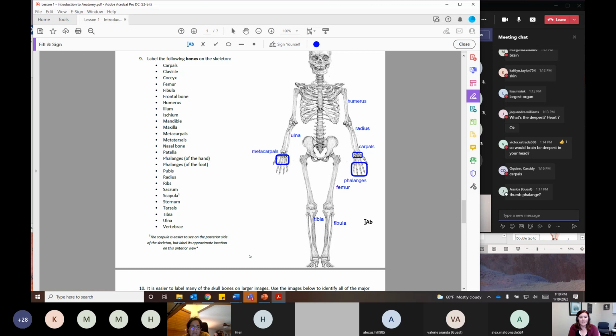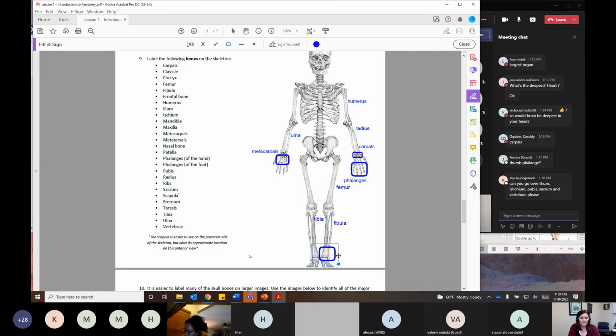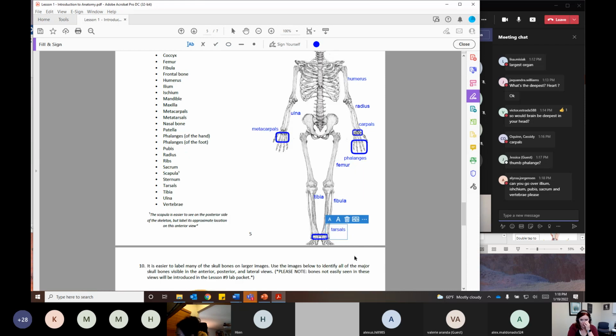Let's review the leg bones really fast. We already talked about the femur that makes up the thigh. We've got the tibia and the fibula that make up this lower part of the leg. Then we go down into the foot. So when we're talking about the ankle bones, the bones that make up your ankles are called the tarsals. So the ankle bones are the tarsals, just like we had the carpals, the tarsals.